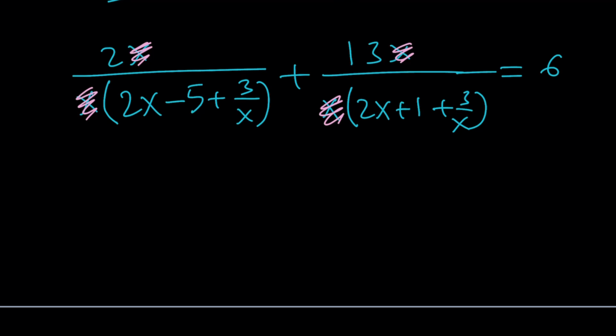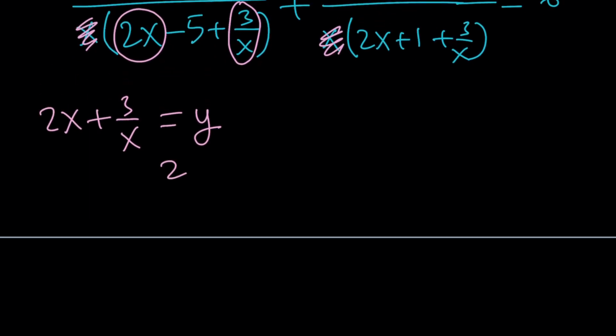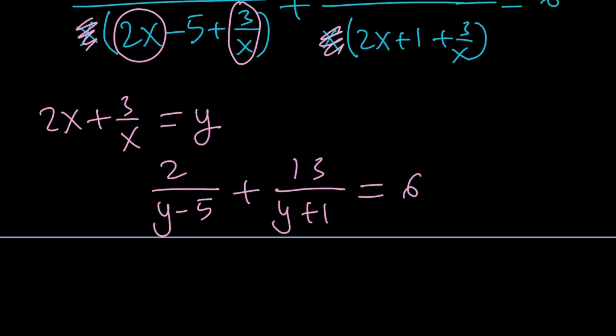Cool. Now, we got a simpler equation, because if you consider this sum now, 2x plus 3 over x, you can call that something. How about y? You're going to get a much simpler equation. Let's go ahead and find out. 2 over y minus 5 plus 13 over y plus 1 equals 6. Notice that this is also rational, but it'll turn into a quadratic equation. That's what I mean by contrived or specially designed problems.